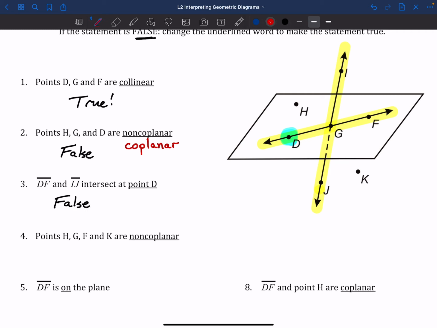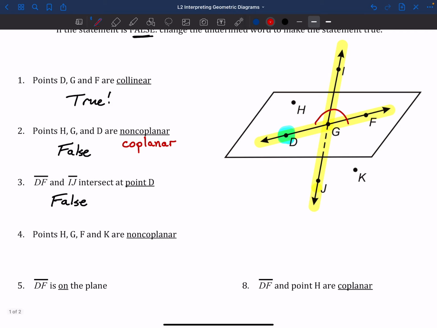In order to correct it, it just seems like we have to change which point they cross at. So it's not D that they cross. Looks like it's point G. So that's how we would fix something like that one.